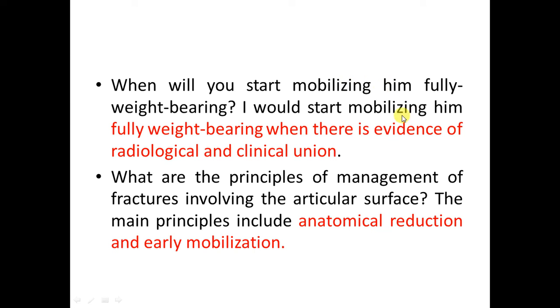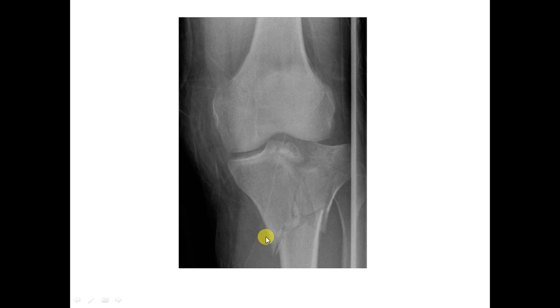When will you start mobilization? For sure, after clinical and radiological union. What is the principle of management again of the articular surface? Absolute stability. Anatomical reduction and absolute stability. For the articular surface, no rule for relative stability. Anatomical reduction and do early mobilization.